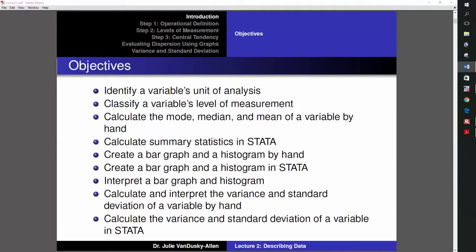By the end of this lecture, you should be able to identify a variable's unit of analysis, classify a variable's level of measurement, calculate the mode, median, and mean of a variable by hand, calculate summary statistics in Stata, create a bar graph and a histogram by hand, create a bar graph and a histogram in Stata, interpret a bar graph and histogram, calculate and interpret the variance and standard deviation of a variable by hand, and calculate the variance and standard deviation of a variable in Stata.